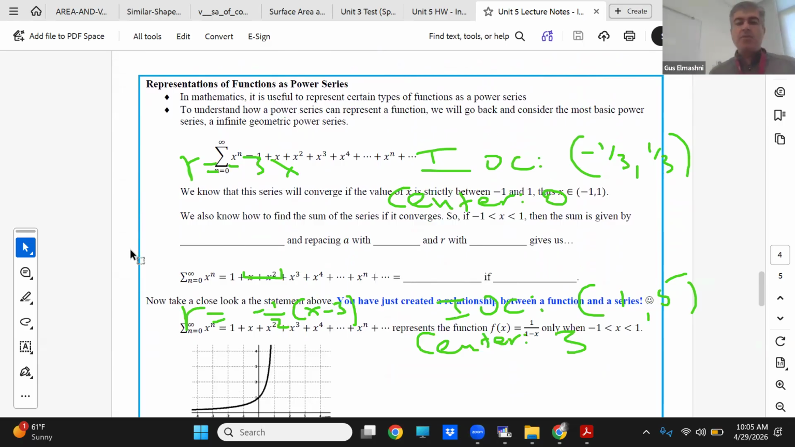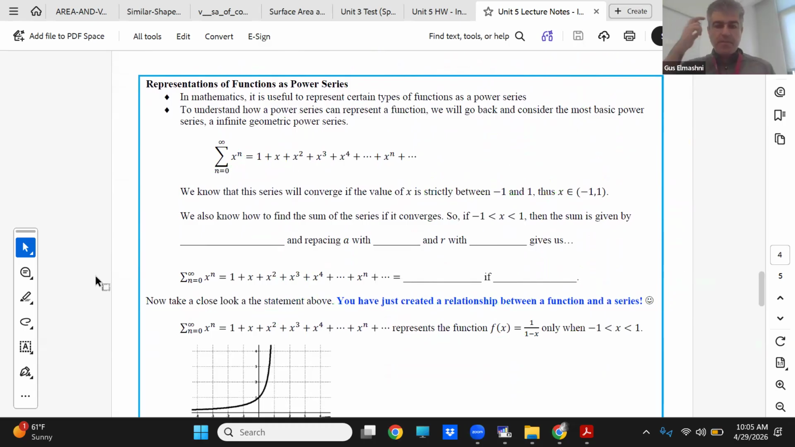Okay. Representations of functions as power series. So let's take a look at how we can think of this as a function in a way. It is useful to represent certain types of functions as a power series, as you'll see especially next year. But to understand how power series can represent a function, we'll go back and consider the most basic power series, as we just saw: 1, x, x squared, x cubed, and so forth. That's just sigma notation x to the n. And we know this converges when x is strictly between -1 and 1, non-inclusive, right?